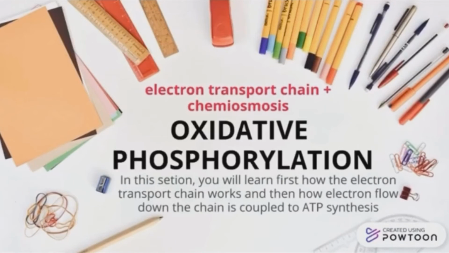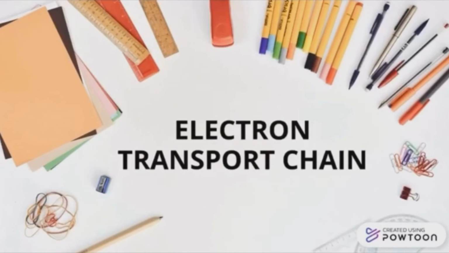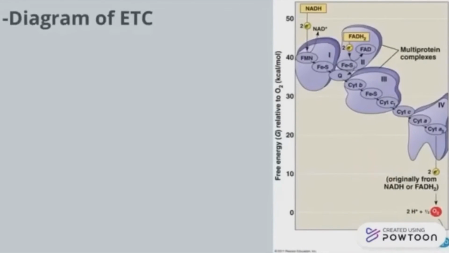So, in this section, you will learn first how the electron transport chain works and then how electron flow down the chain is coupled to ATP synthesis. So now, let's take a closer look at the electron transport chain. This is the diagram of the ETC.